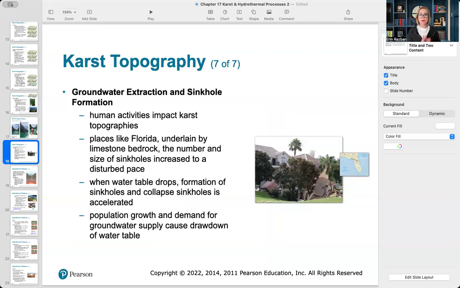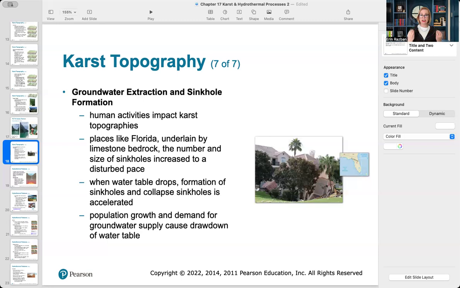Now, particularly in Florida, human activities significantly affect karst landscapes, particularly through groundwater extraction. So again, Central Florida provides a sobering case study. Most of Central Florida is underlain by limestone bedrock, making it naturally susceptible to sinkholes. However, natural processes have been dramatically accelerated by human activities. First of all, population growth has substantially increased groundwater pumping. So because of population growth, they're having to pump out more groundwater.